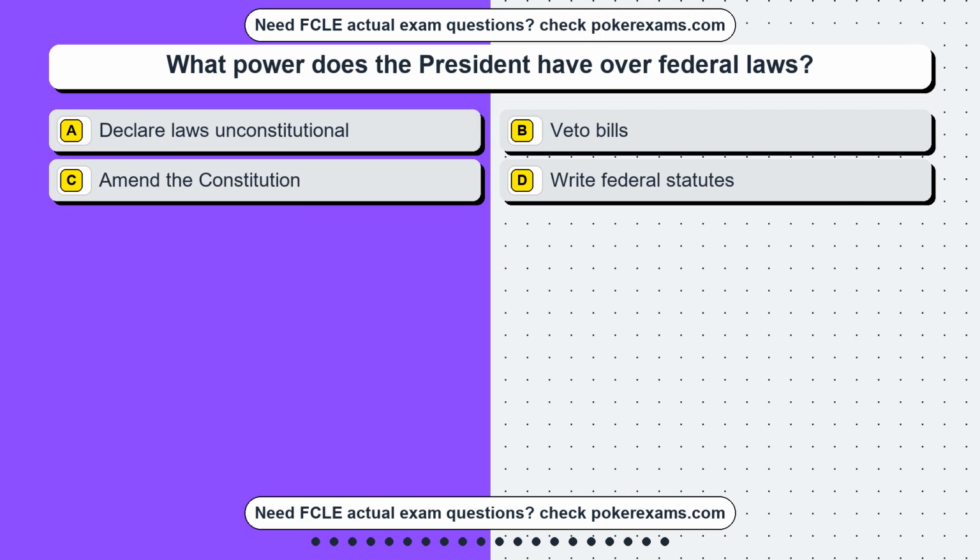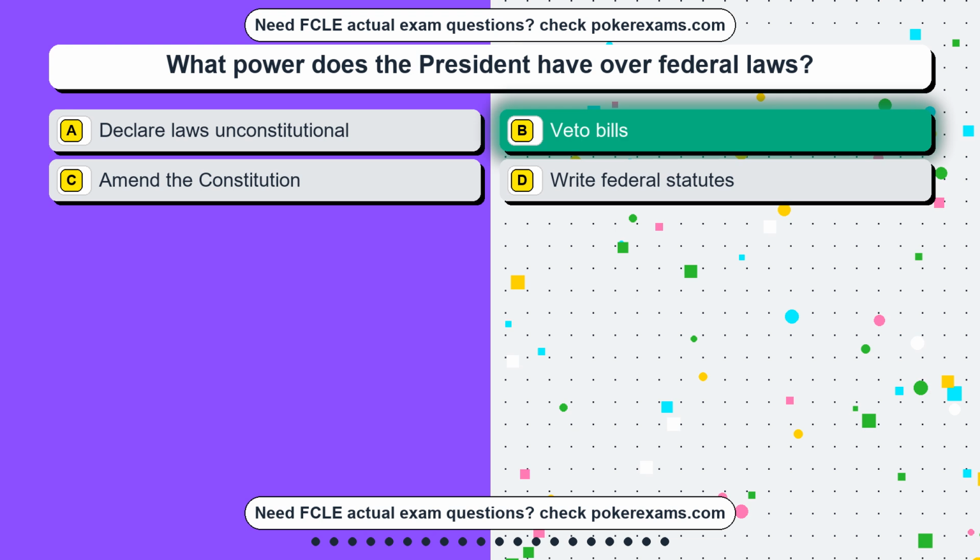Question 3. What power does the president have over federal laws? Option A, declare laws unconstitutional. Option B, veto bills. Option C, amend the Constitution. Option D, write federal statutes.